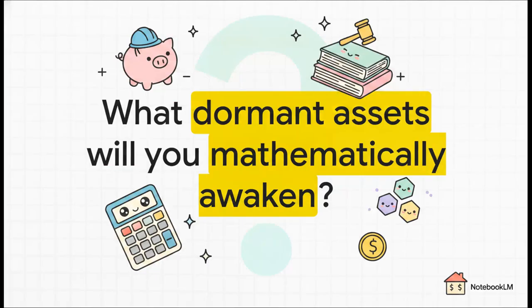Which leaves us with this final, genuinely provocative thought. We just watched a totally illiquid collectible transform into a $1 million real estate acquisition using a strict architecture of trust, mathematics, and law. So, I have to ask you, what dormant assets in your own portfolio are just sitting there waiting to be mathematically awakened?